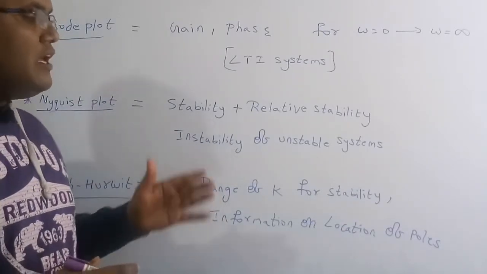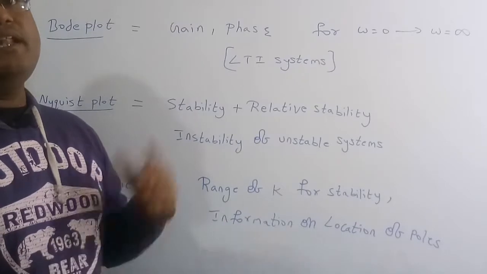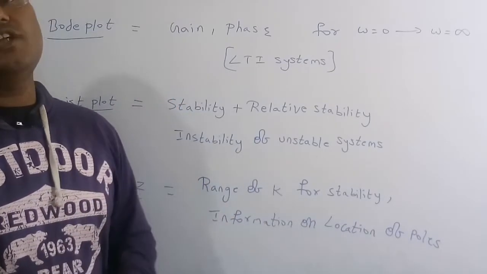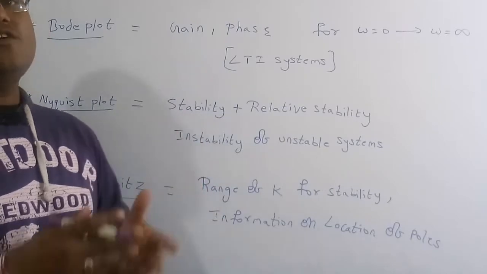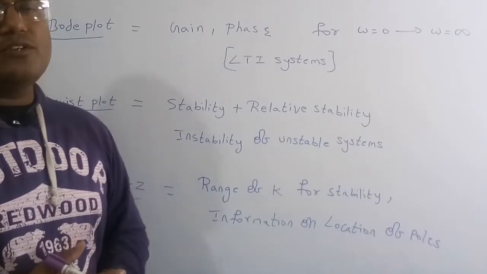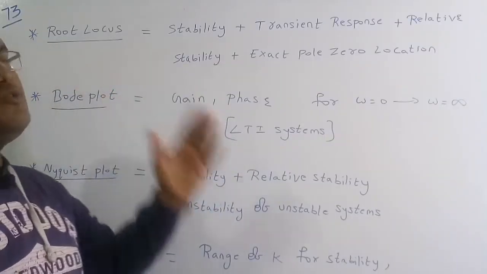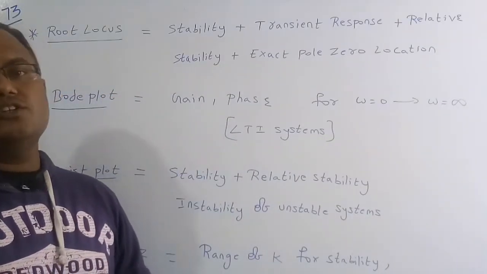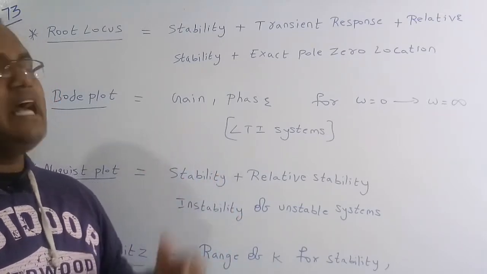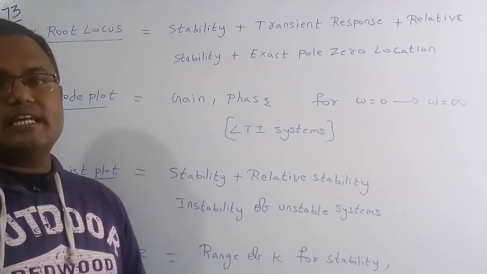It can only tell you where a pole can lie, whether it can be LHS or RHS, but it doesn't tell you what is the exact location of the poles. So if you don't know the exact location of poles, then definitely you don't know the exact nature of the transient response. But in a root locus, you know the exact position of the poles and zeros, then we can know what is the exact nature of the transient response, whether it is under damped or critically damped or over damped.